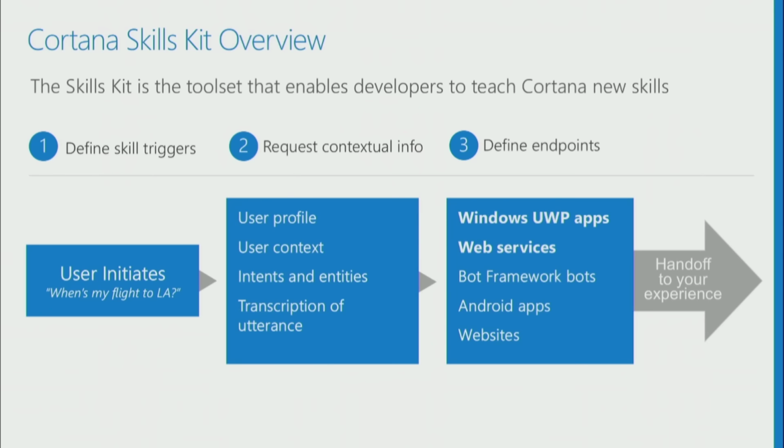So let's pretend for a minute we're a flight tracking app. Basically, when Cortana sees the name of your skill and potentially what we call an utterance, something that a user says, she knows to launch your skill.